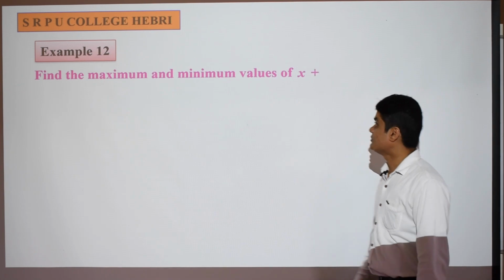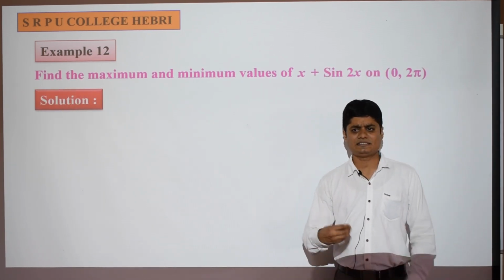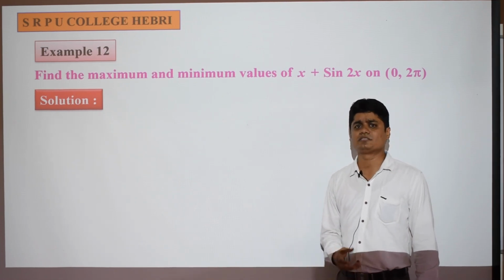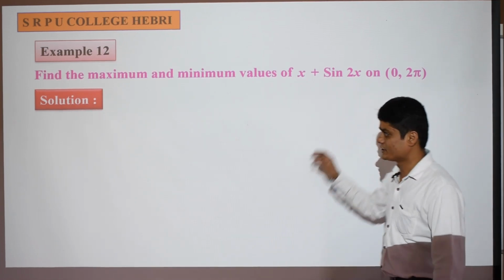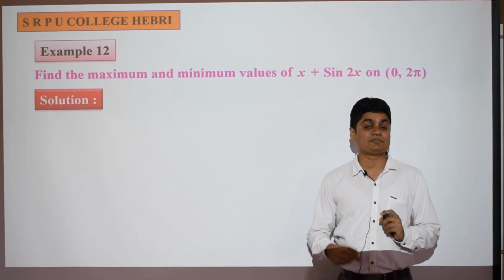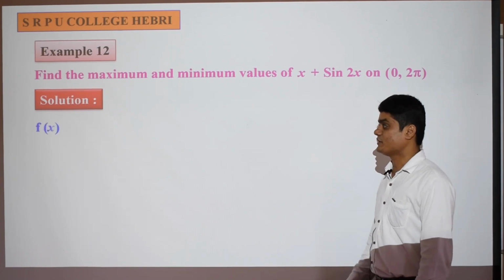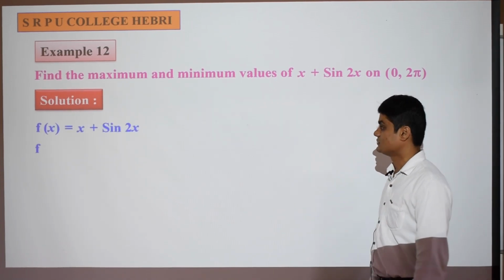So next question. Find the maximum and minimum value of the function x plus sine 2x on the interval 0 to 2 pi. This is a repetition. In the last class also you saw this type of work, but here you are finding in the interval 0 to 2 pi. So it is about absolute maximum, absolute minimum. So observe carefully. Take the given function f of x is equal to x plus sine 2x.